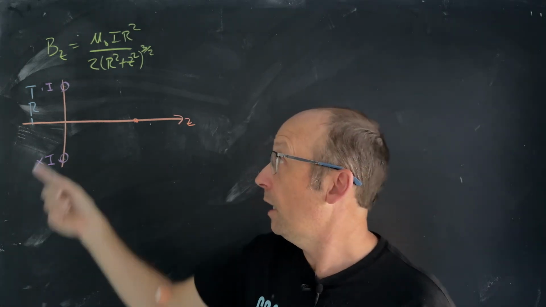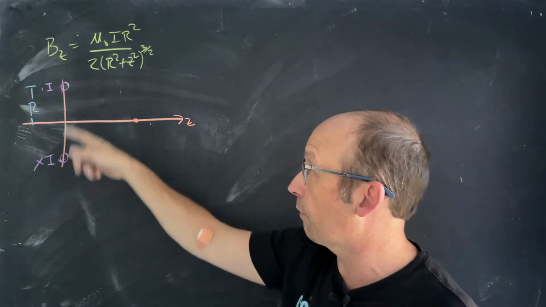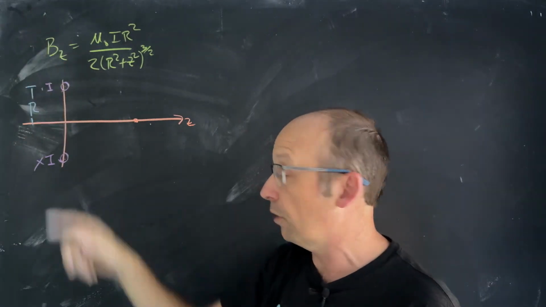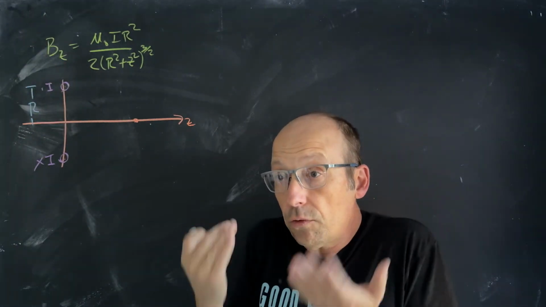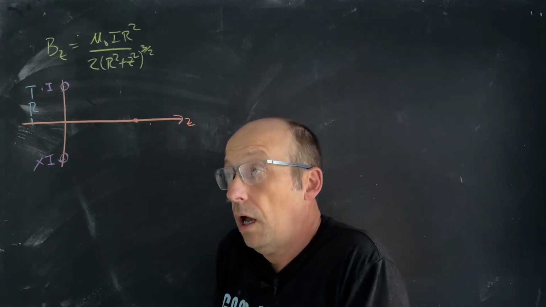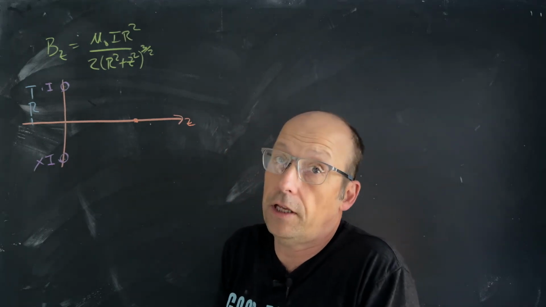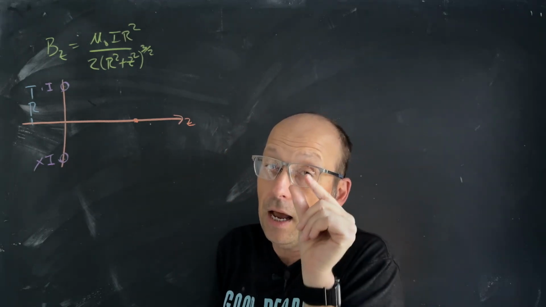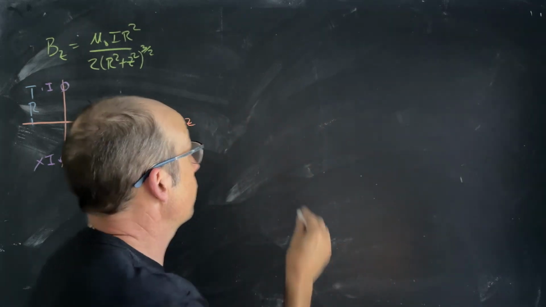Okay. So here I have a loop. It's coming in and out of the board right there. So the current's coming out this way, and it's going into the board that way. So the first thing that we have to do is say, well, look, I don't know how to find the magnetic field due to a loop, but I know the law of Biot-Savart.